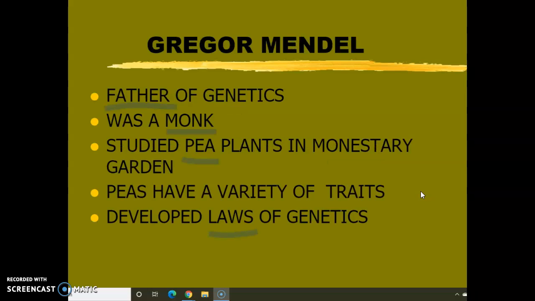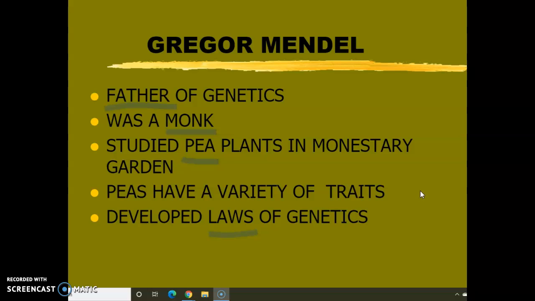height, color, flower color, pod color. Were they yellow or green? There were several different ones. Just list a couple. Probably height was the most well remembered, and probably flower color. All right, 5, Mendel developed the laws of genetics.